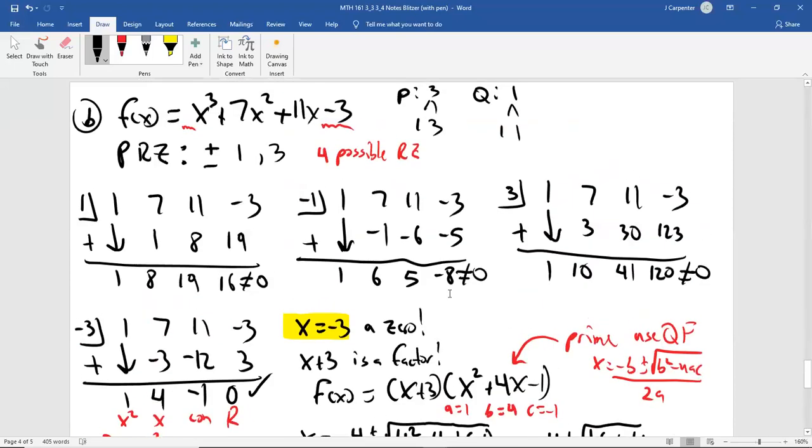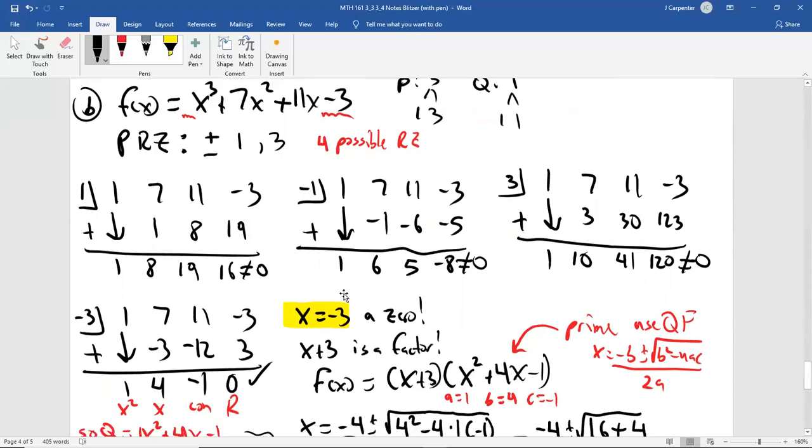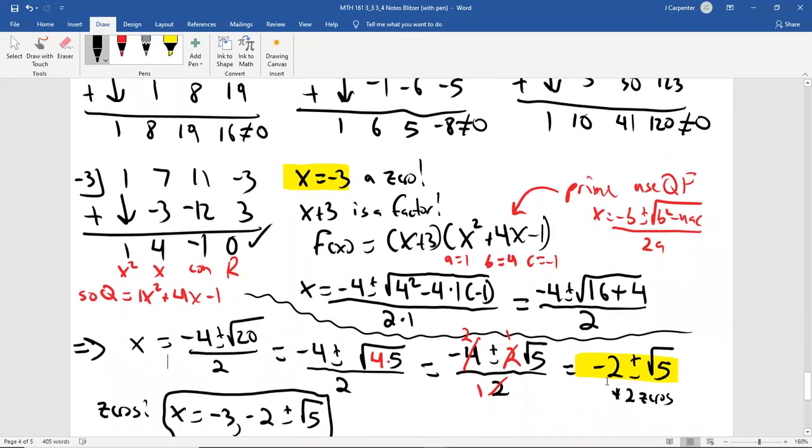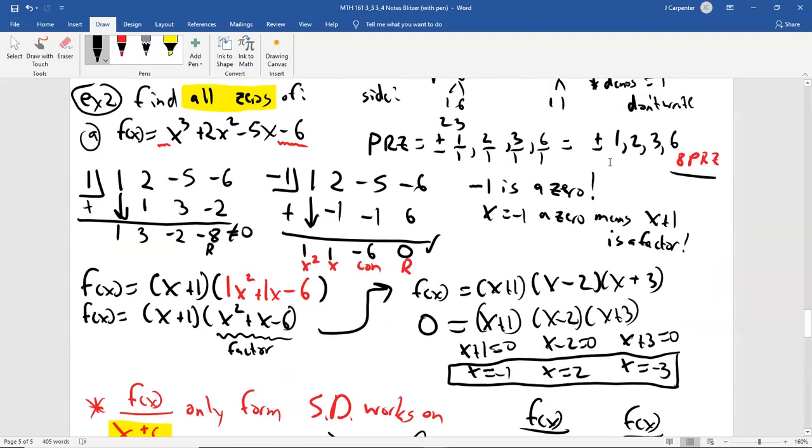Let's look at this one though. B. There were 4 options. The first 3 failed. The 4th one worked. The other 2 zeros were irrational because of the square root. You can't find these 2 zeros by doing the possible rational zero test, the rational zero theorem. You have to find these algebraically. So don't expect all of the possible rational zeros to be zeros. It's very common that there are only some of them.